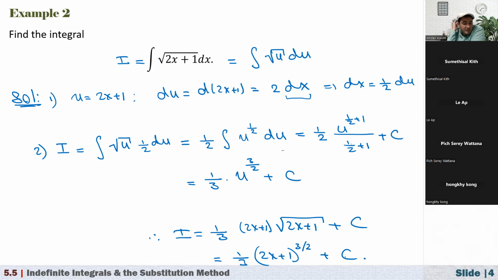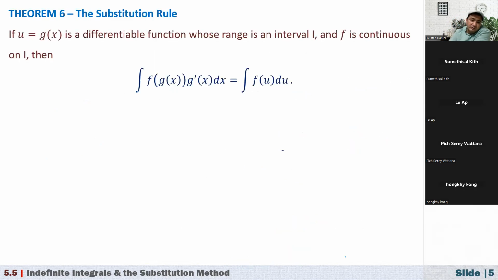Okay, that's actually the method that we're going to talk about here, how to evaluate this type of integrals. So the theorem says, a substitution rule: if u is g of x, if u is equal to g of x, is a differentiable function. That means, as you see here in the integral, we have g prime of x, right? So this g prime of x must make sense. Otherwise, I cannot use it here.